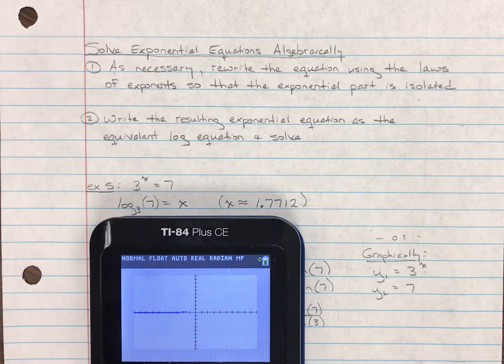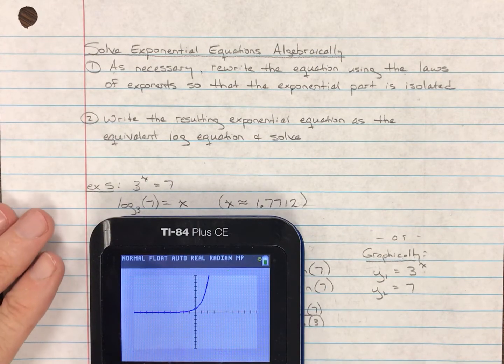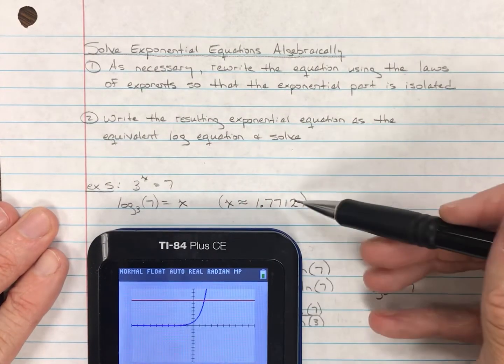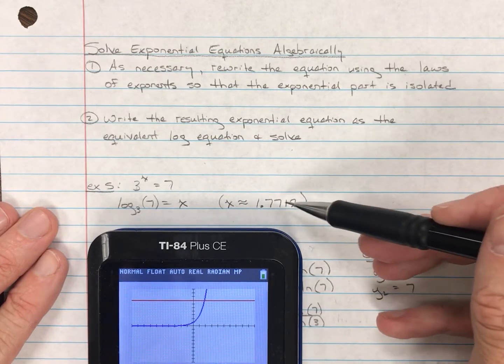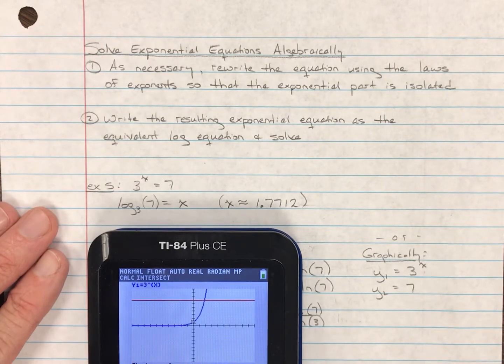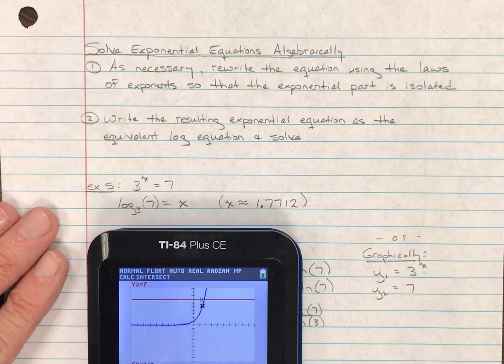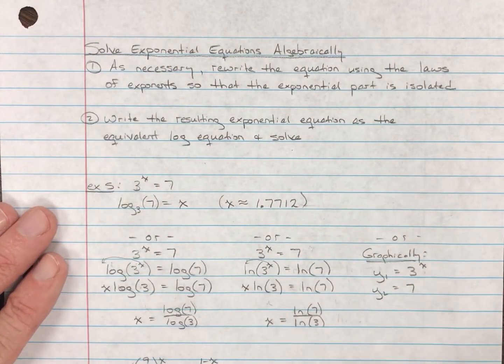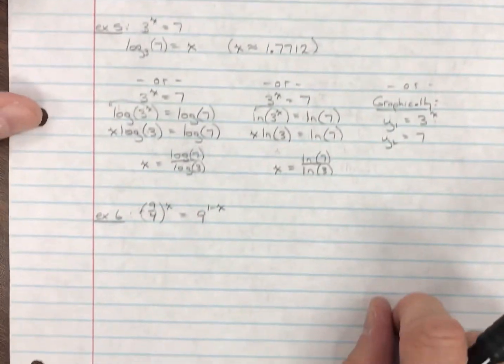Here comes 3 to the x. Here comes y equals 7, red line. And I'm hoping they intersect right around 1.7712, which is what we got. Second calc, intersect. I'll go up pretty close, why not? Enter first curve, second curve, take a guess. 1.7712437. So there you have it. I just solved this one in 4 different ways.